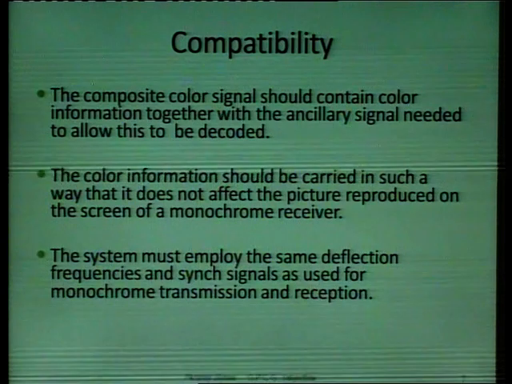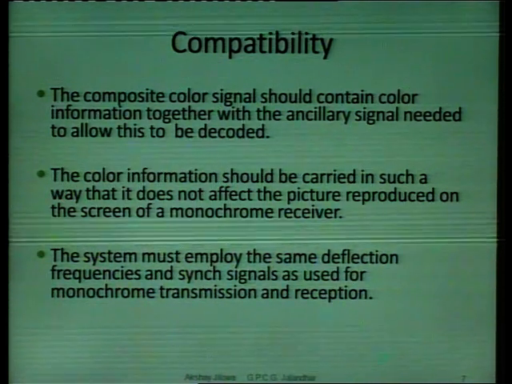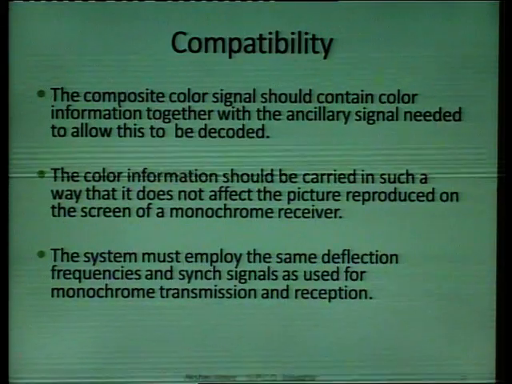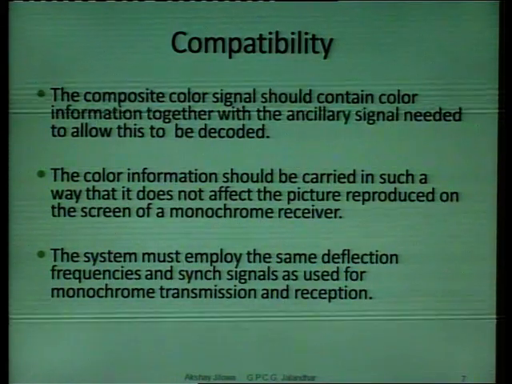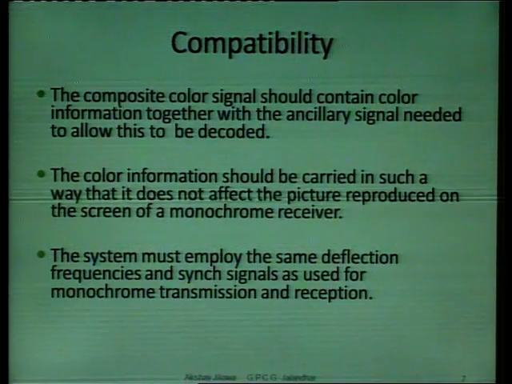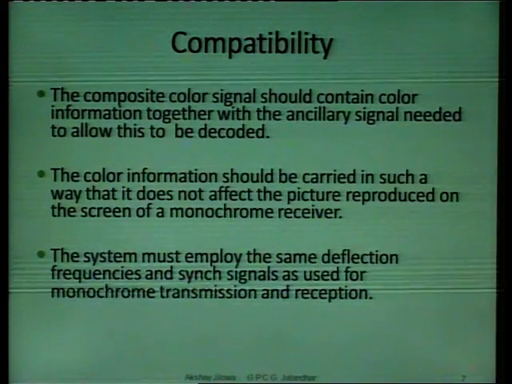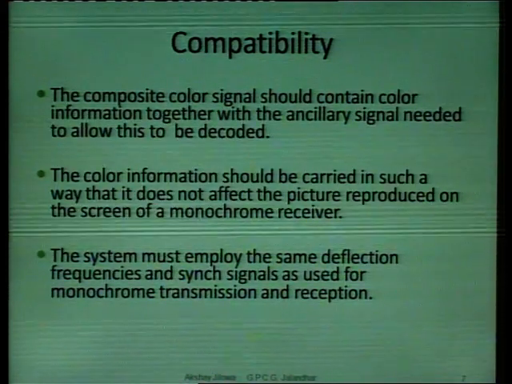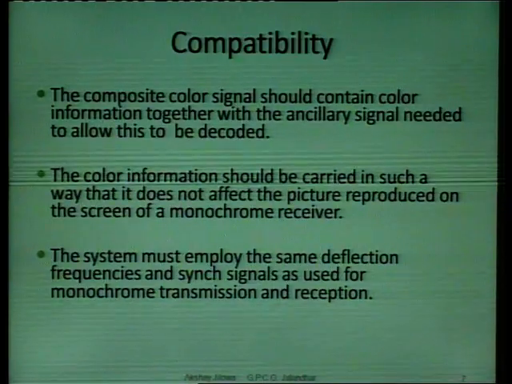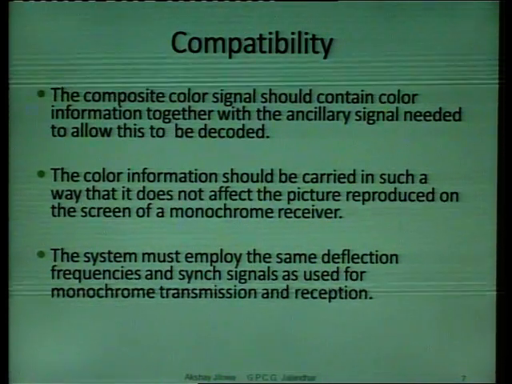Ancillary signal means the signal for color introduction, what is that signal? Encoding signal. The signal required for encoding the color. When we add the color, we do it with some coding. So that is encoding, and when we receive the signal we decode it. So those signals should also be present.